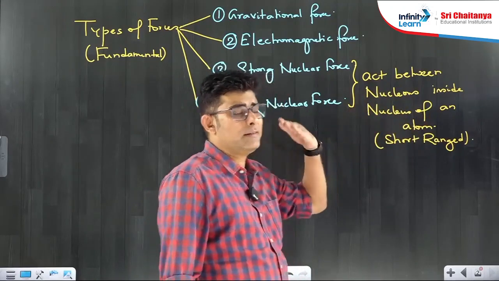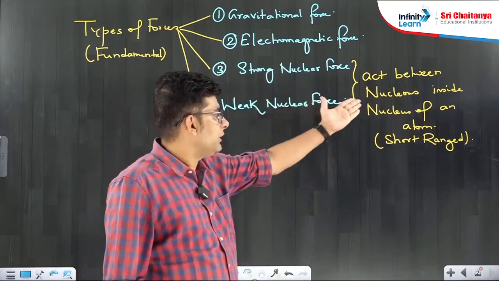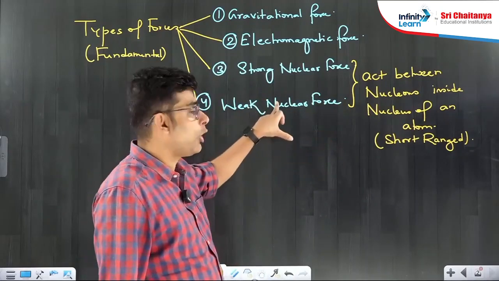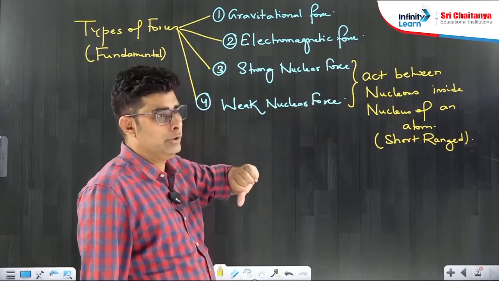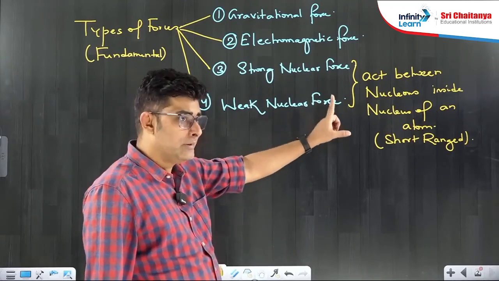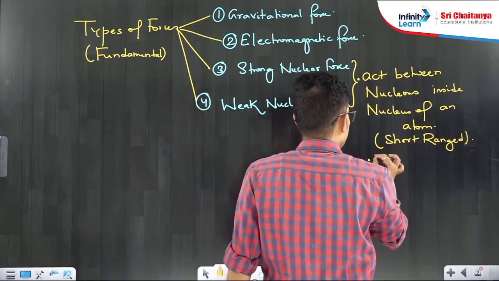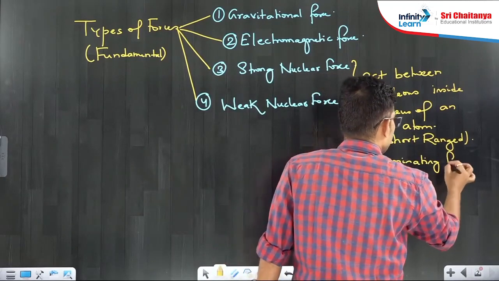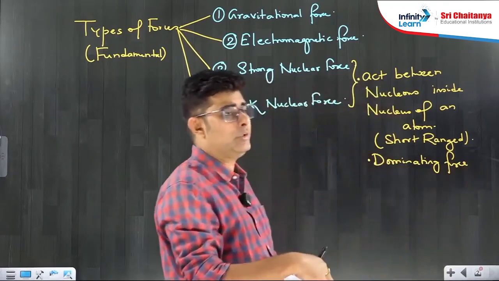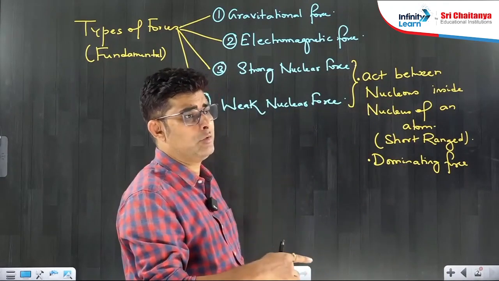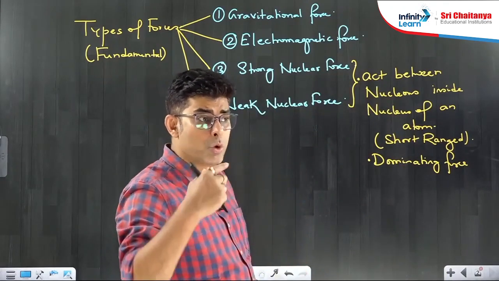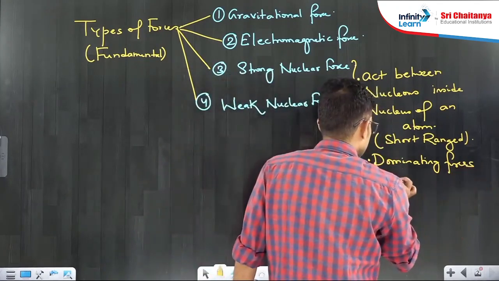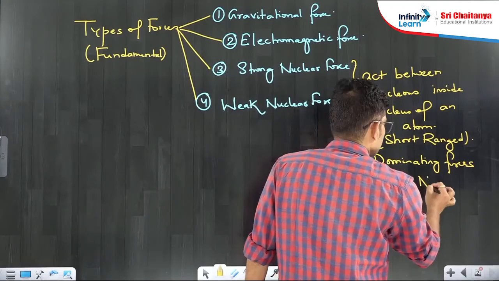So when the forces of interaction between nucleons are considered, it is found that the nuclear forces are the dominating force inside the nucleus. Because there will be gravitational force also inside the nucleus, and electromagnetic force also inside the nucleus. But which one will be more dominating? It will be the nuclear forces.